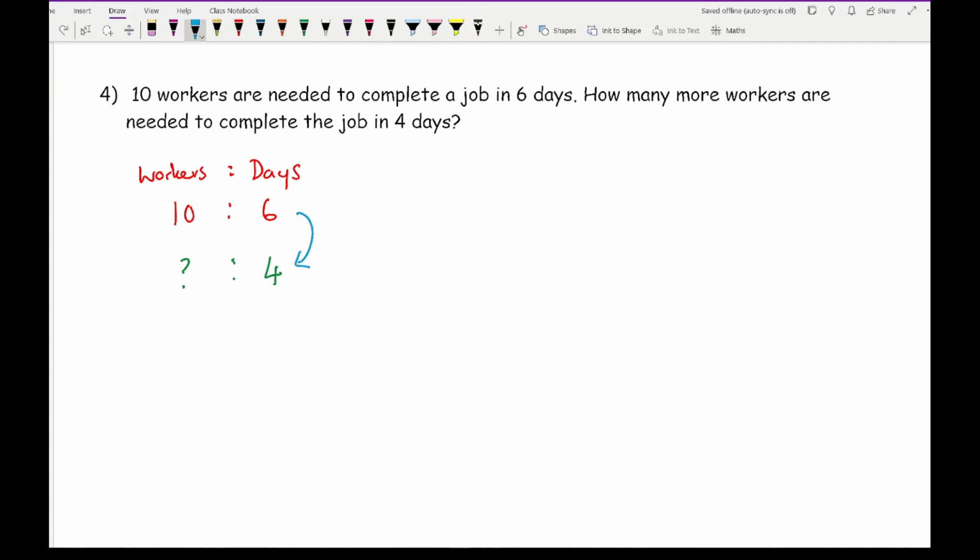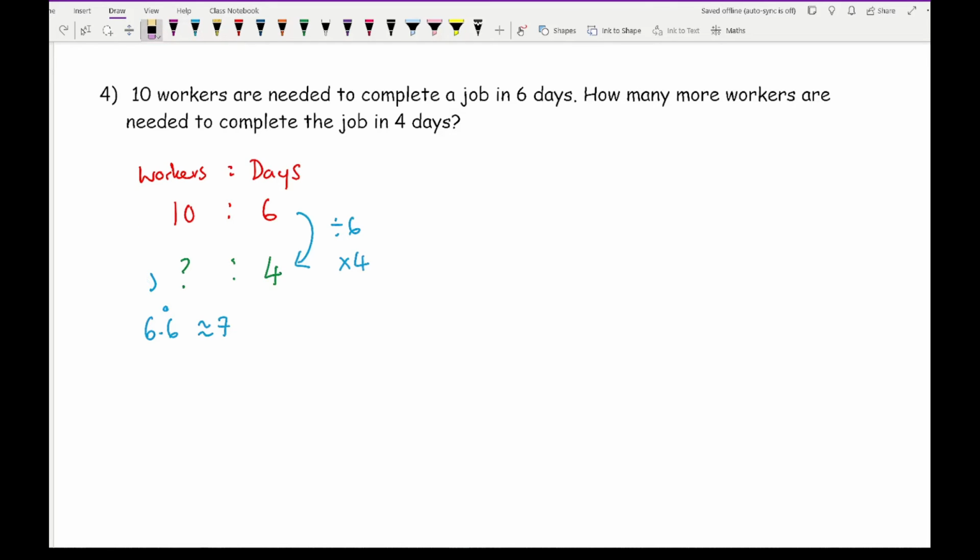So here, to get from 6 to 4, I would divide by 6 and multiply by 4. Now if I do the same with 10, I do 10 divided by 6 multiplied by 4, which gives me an answer of 6.6 recurring. So roughly that's around about 7. Now that doesn't actually make any sense, because with less workers it's going to take longer, not quicker. So this method is not the right way.